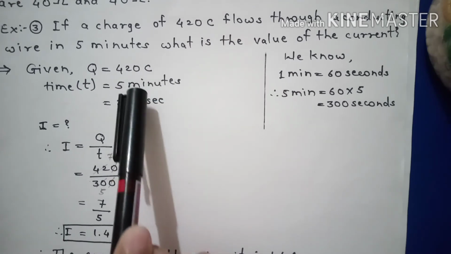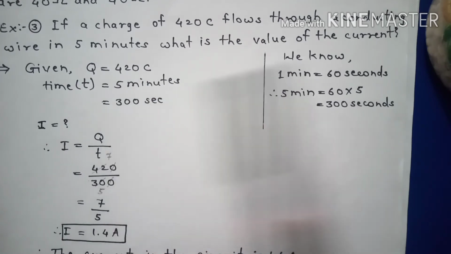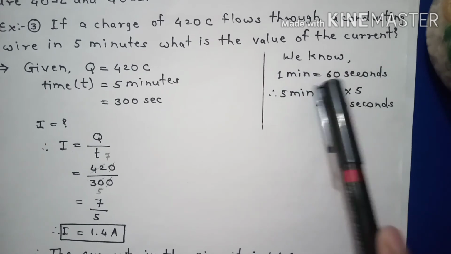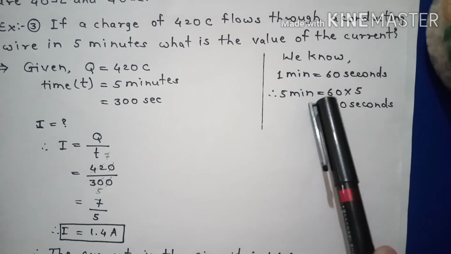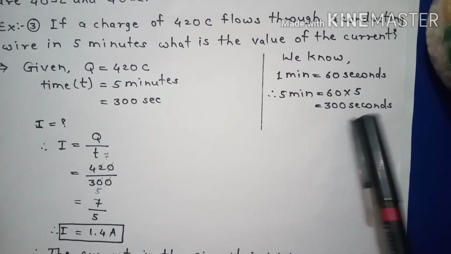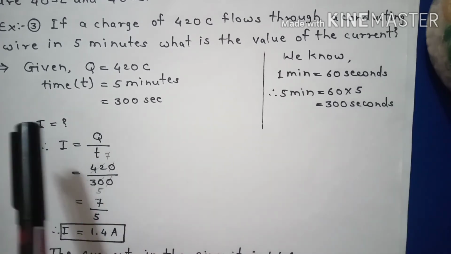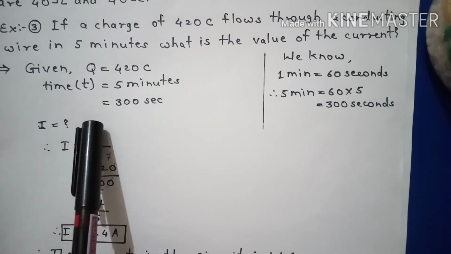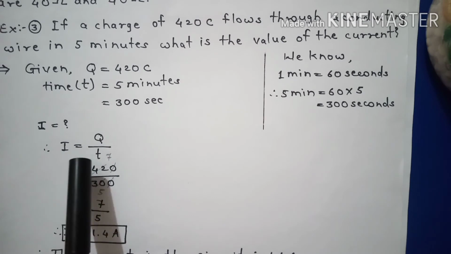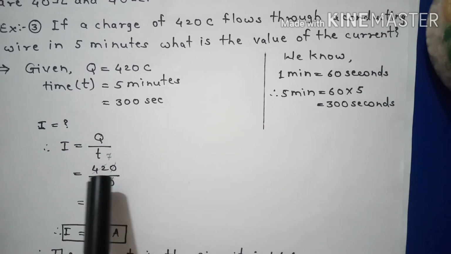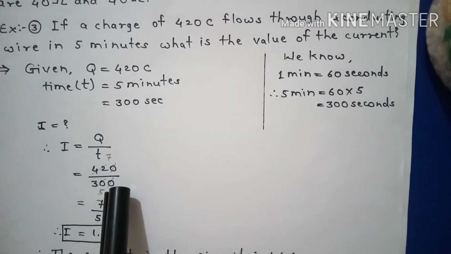This 5 minutes we are going to convert into seconds. How to convert? Let us see. We know that 1 minute is equal to 60 seconds. Therefore, 5 minutes is equal to 60 into 5, that is equal to 300 seconds. Now, I is equal to question mark, that is, current is the unknown. Therefore, I is equal to Q upon t. Here Q means 420 upon 300.